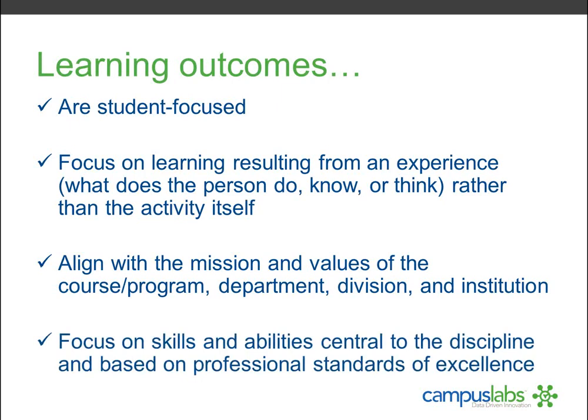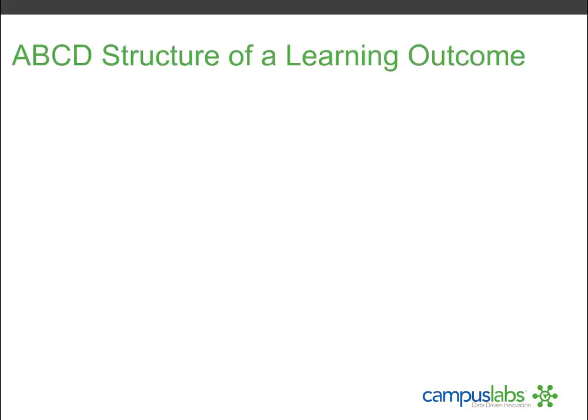Learning outcomes should also focus on skills and abilities that are central to the discipline and based on professional standards of excellence. So even broader and beyond the institution level, think about what it is that these people are supposed to learn or be able to do. So as an alumnus or as a professional in the discipline, as global citizens, how do the people that you are providing these programs and services to respond, and how are they impacted by these experiences?